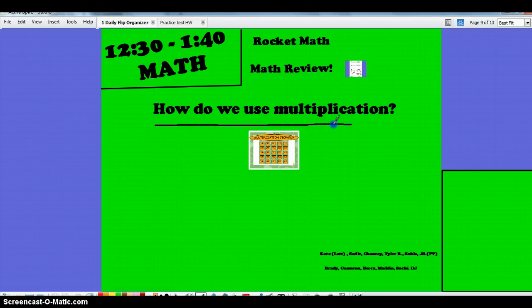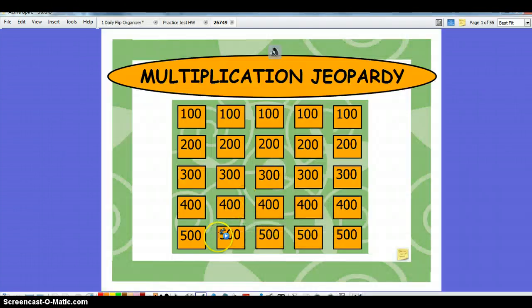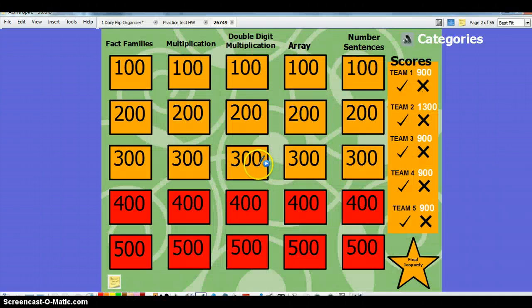How do we use multiplication? We've actually used a bunch of different things when we've been reviewing using this Jeopardy game most recently, and these are the most areas that we've studied. Fact families, single-digit multiplication, double-digit multiplication, arrays, and number sentences.